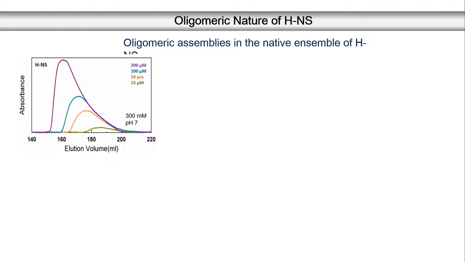So at 200 micromolar it elutes at around this particular volume on average, while at 15 micromolar it comes out much later, which means there is a concentration dependent assembly of this particular protein. Of course, this tells you that there is some kind of concentration dependence in terms of the size of particles that you have in the solution, but it doesn't tell you what these different oligomeric states of this particular protein are.